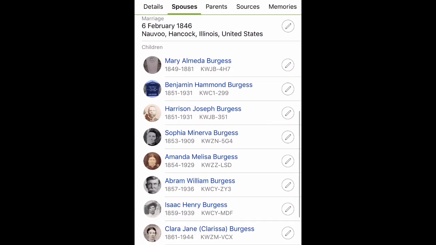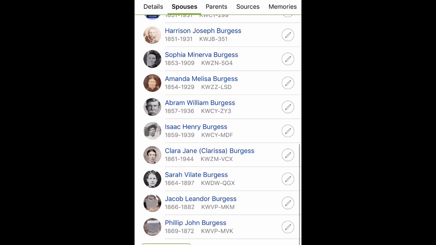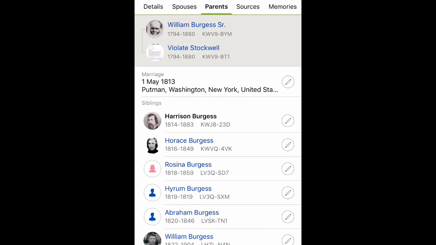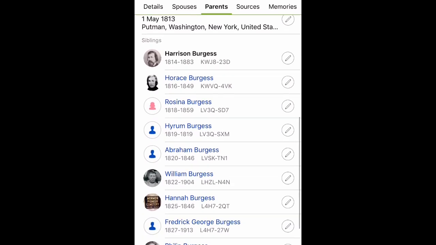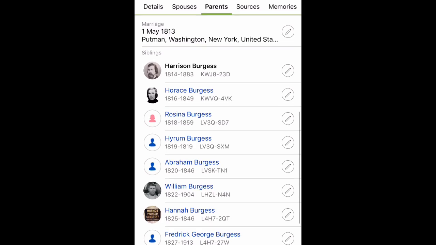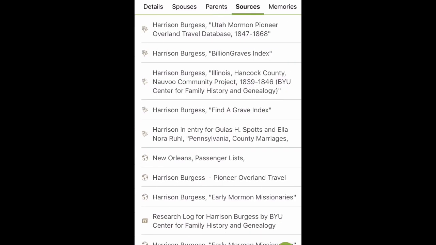The spouses information, you can find out who they were married to, when they were married, how many kids they had. Under parents, information about their parents, when their parents got married and how many siblings they grew up with. Also, sources is important because it tells where this information came from.